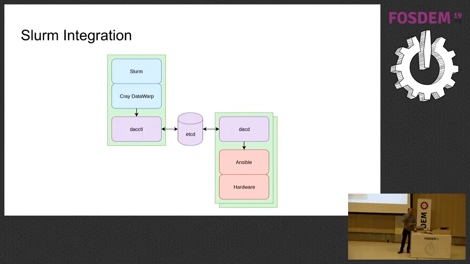What we've done here is a little bit of integration work with some Go code, just to take those commands from Slurm and then update a data model, and then try and distribute that between the burst buffer nodes, where it just shells out to Ansible to go and create the correct file systems.